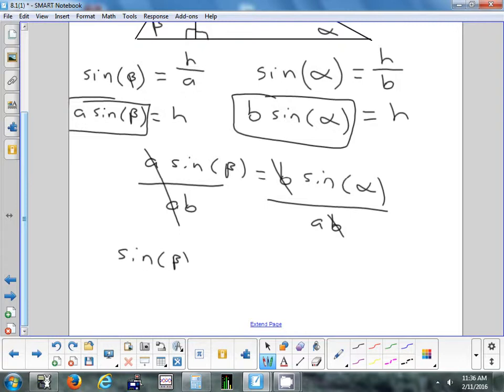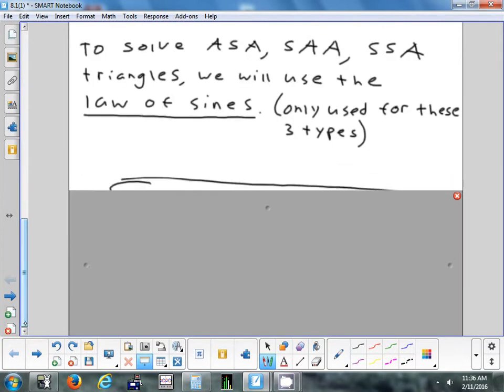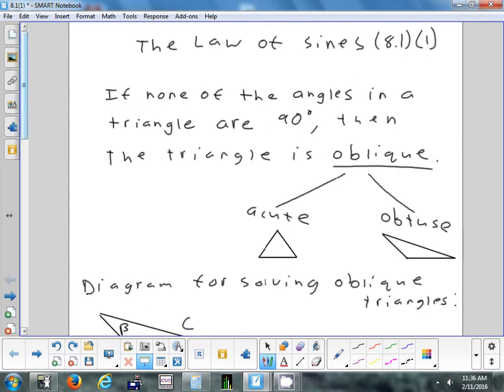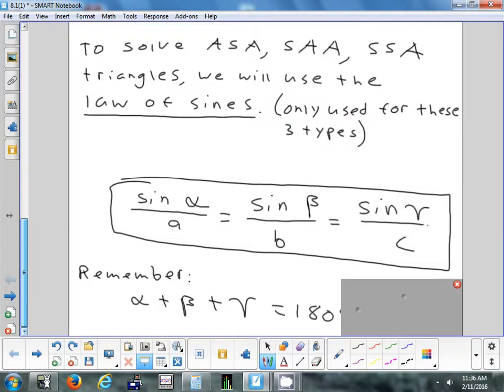Sine of beta over B equals sine of alpha over A. Usually we put it in different order. We say sine of alpha over A, then sine of beta over B. Okay, so that's the first two parts. Any guess what the third part is if it follows similar? Sine gamma over C.